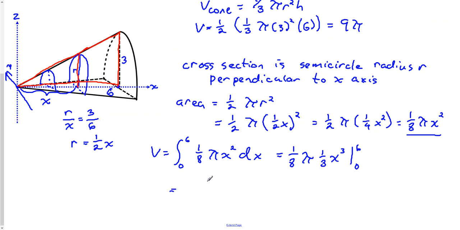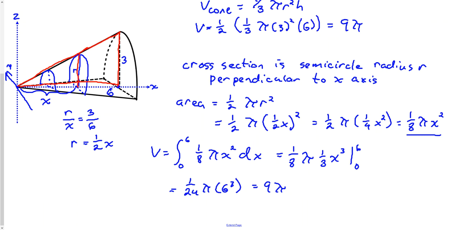At x equals 0, that whole thing is just going to be 0. So we're going to have 1/24 pi times 6 cubed, and 6 cubed divided by 24 gives us 9. So our answer here is 9 pi, just like we expected from the formula. That's an overview of the method: we figure out an expression for the area of our cross section, and then we integrate from one end of our shape to the other to get our total volume.